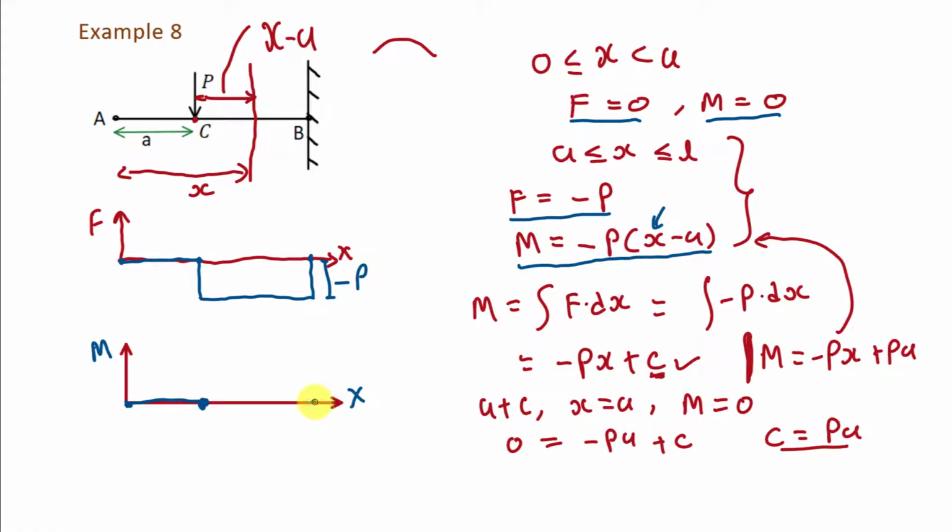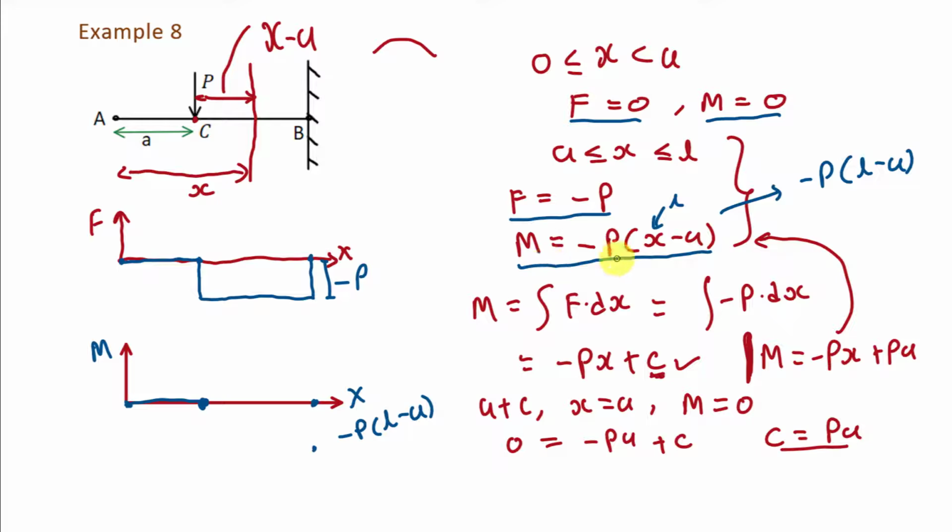And what will be the value of bending moment at this point? At this point, value of x is L. So we will put L instead of x. So what will be the value of bending moment? Bending moment will be minus P into bracket L minus a. And this will be negative because here value of L is greater than a. So at this point, that is x is equal to L, we will get negative bending moment, and that is minus P into bracket L minus a.